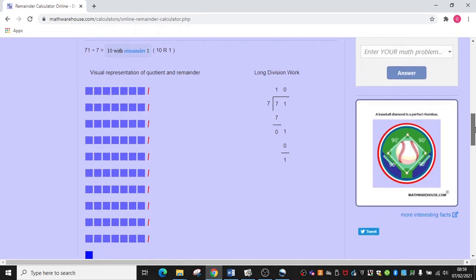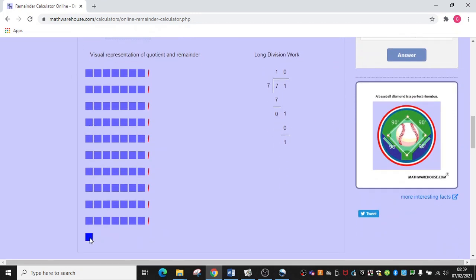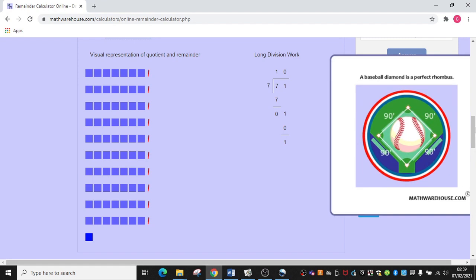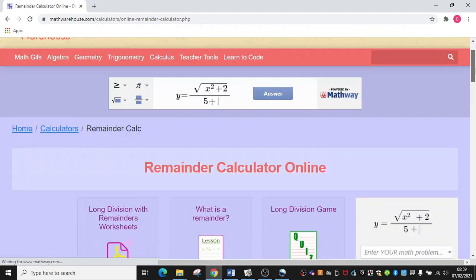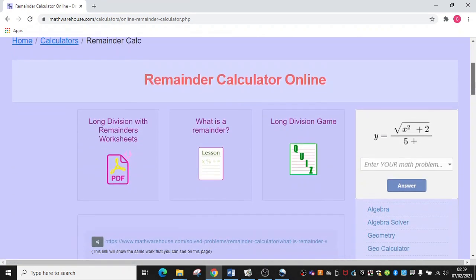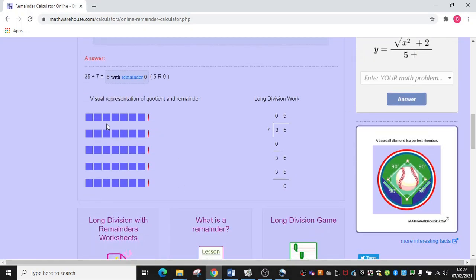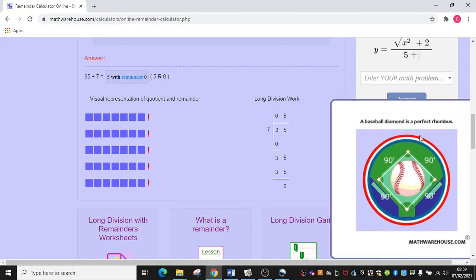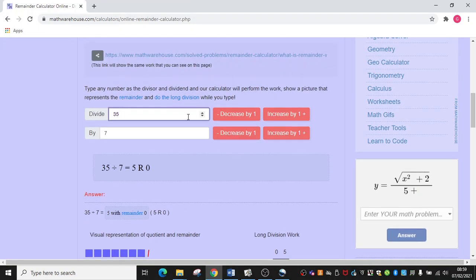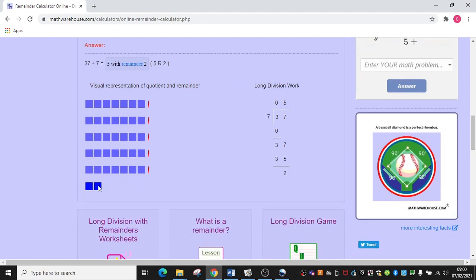Now, it shows it as an array, and we can see the 1 left over here. We don't need to worry about this long division, and we don't need to worry about all the kind of extra bits of information that are on that page. The main part is here, if I was going to do 35 divided by 7, we know the answer is 5. I can see there my array, groups of 7, I've got 5 of them. And let's say we did 37, I would have 2 sweets left over. 5 remainder 2, and there I can see the 2 left over.